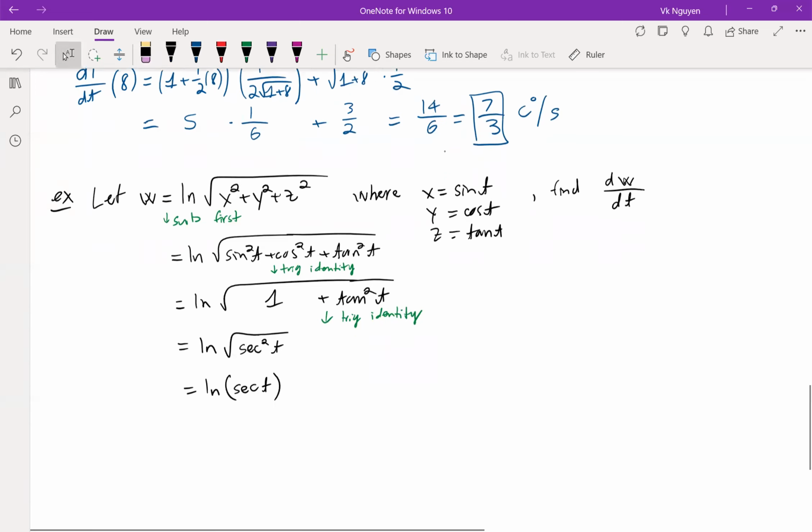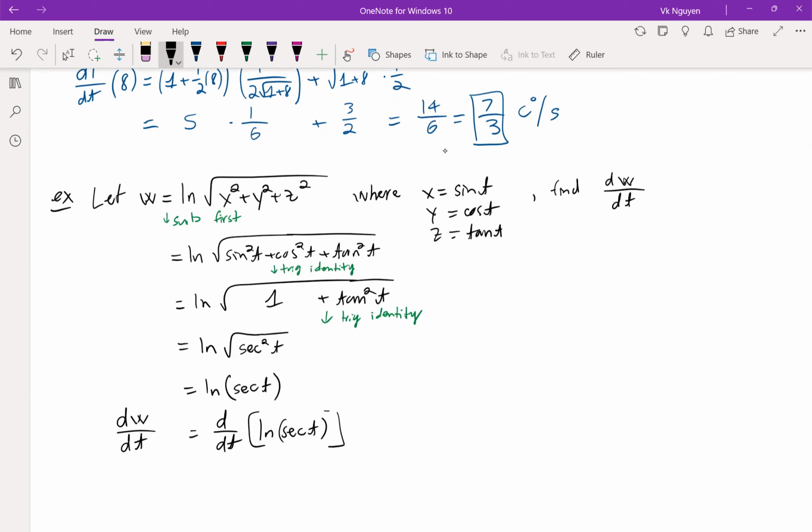Okay. Let us simplify w first, right? And then now I'm going to do dw over dt. That is the derivative of ln secant t with respect to t, and this one is going to be the derivative of secant t, which is secant t tangent t, over secant t. So the answer is tangent t.